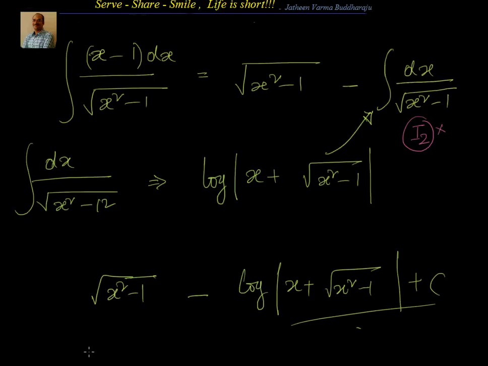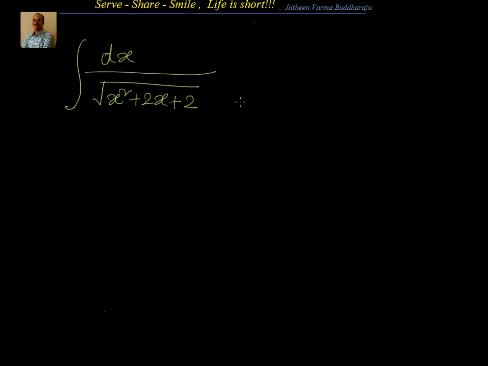We have separated them, x, and as 1 in the numerator, it becomes x by root of x square minus 1, minus 1. Again we see in the first I1, I can take x square minus 1 equal to t, then x dx will be dt by 2. So that helped us to solve the problem. So let's go to the next one.